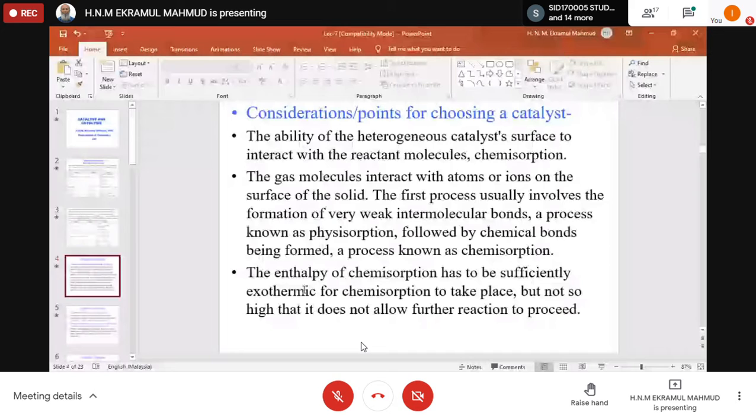Because when the bond is formed, energy is released. In the reverse way, when we break any bond, we have to raise the temperature or bring in the catalyst to bring down the activation energy level, the activation barrier.